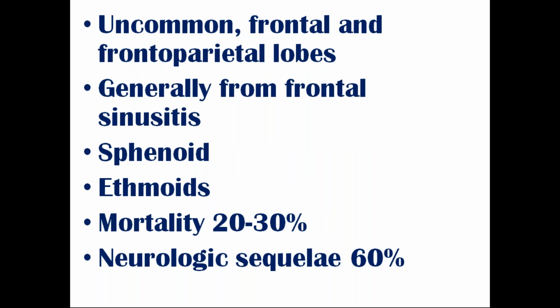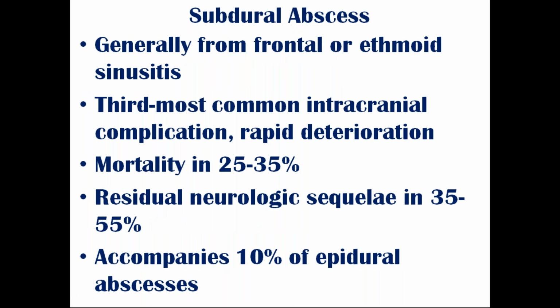It is uncommon, and frontal and frontoparietal lobes involvement are uncommon. Generally, from the frontal sinusitis, it is more common. Next one, the sphenoid, ethmoids, mortality rate is 20 to 30%. Neurological sequelae equally are more common in these cases. Next one is the subdural abscess, generally from the frontal or the ethmoid sinusitis, and it is the third most common intracranial complication.